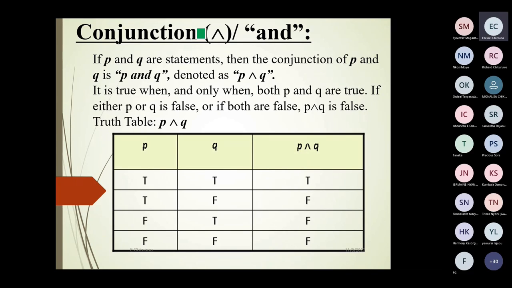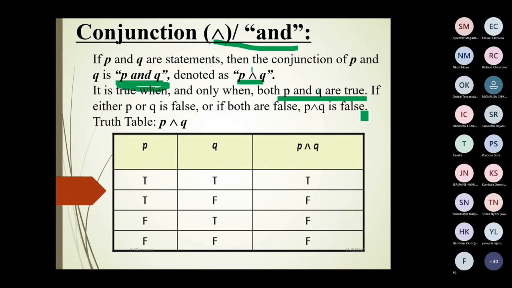Fine. Conjunction, let's use the conjunction, the AND operator. If P and Q are statements, then the conjunction of P and Q is P and Q, and it is denoted using this symbol. It is true when and only when both P and Q are true. Whenever the truth values of P and Q are both true, then P and Q is true. If either P or Q is false, or if both are false, P and Q is what?